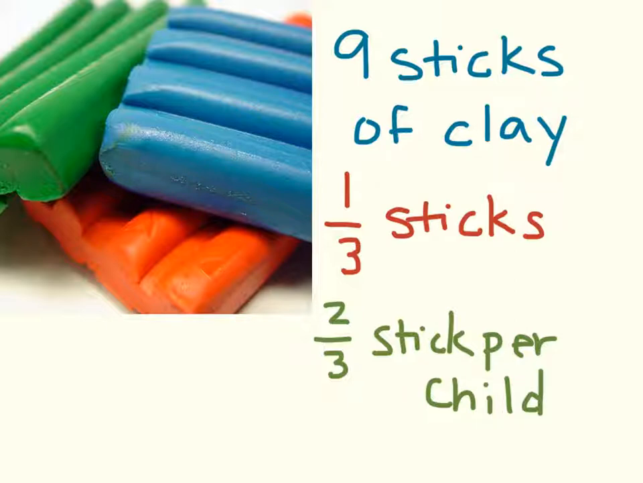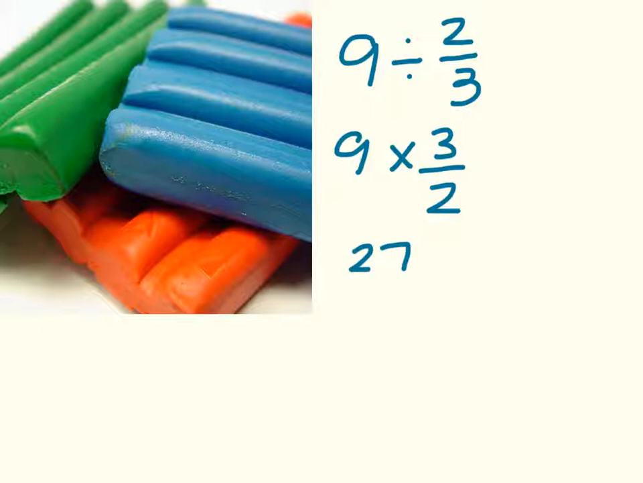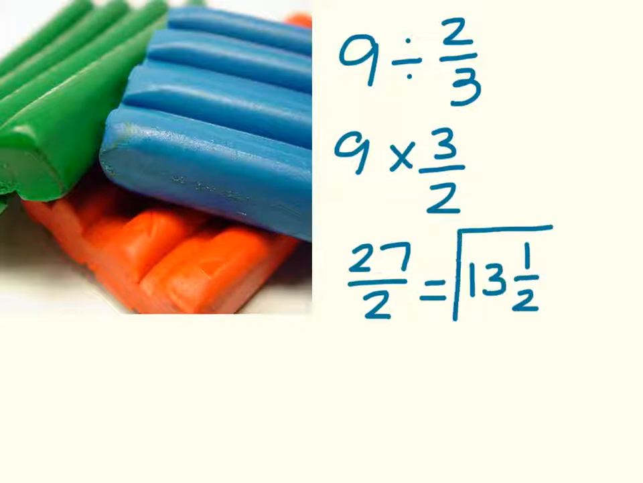Our first step in solving this problem is to create a division statement. If we have 9 sticks of modeling clay that we're dividing into 2/3 segments, we need to know how many times 2/3 fits into 9. So let's go ahead and solve this problem. 9 divided by 2/3 is the same as 9 times 3/2. When we compute this through, we get an answer of 27/2, which when converted to a mixed number gives us 13.5. So our answer is telling us that we have 13.5 children.